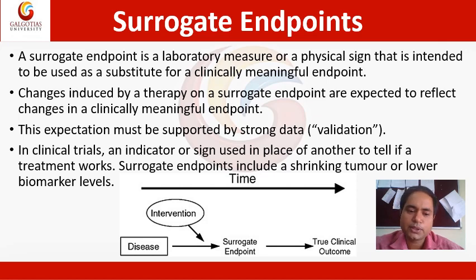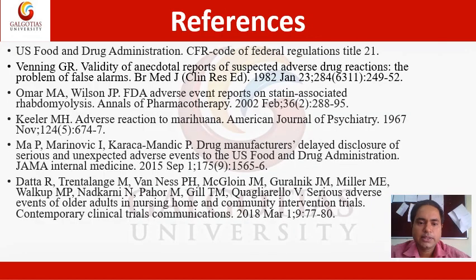So the use of surrogate endpoints in clinical trials may allow earlier approval of new drugs to treat serious or life-threatening diseases such as cancer. But surrogate endpoints are not always true indicators or signs of how well a treatment works. So these are the references. You can refer to this article for better understanding and explanation.